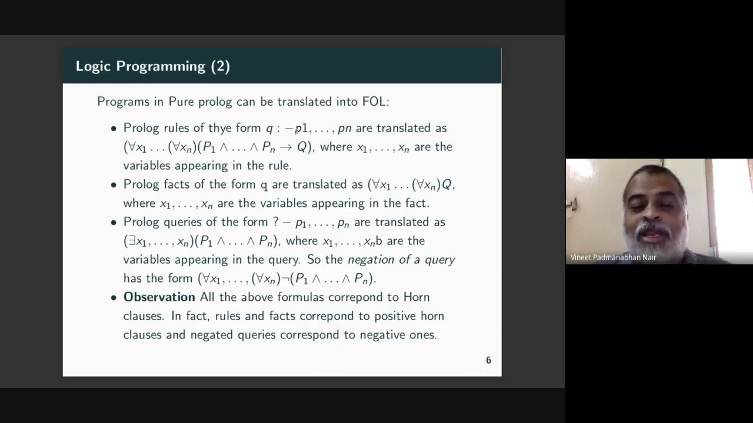So the negation of the query has the form: since negation happens with the existential quantifier, it turns into a universal one, and the negation is pushed inward, and you will get not P1 or ... or not Pn. One observation you can make in this slide is that all the above formulas correspond to Horn clauses. What is a Horn clause? At most, probably you forgot, one positive literal. So all the above formulas correspond to Horn clauses. In fact, rules and facts correspond to positive Horn clauses, and negated queries correspond to negative Horn clauses. It will become clear once we do that particular example.